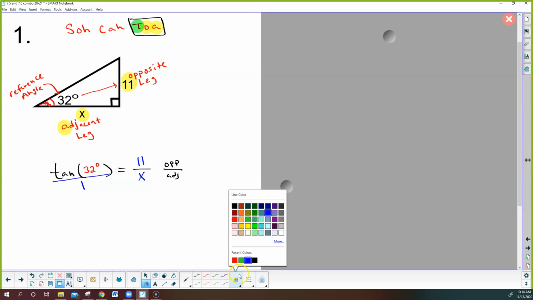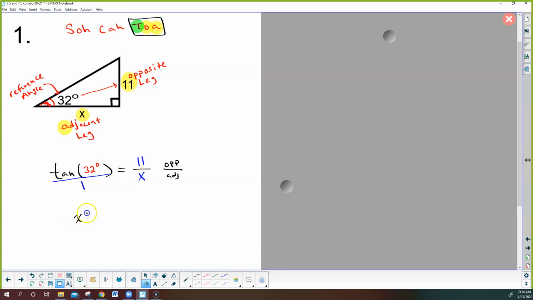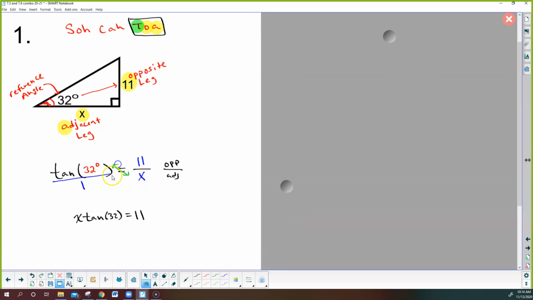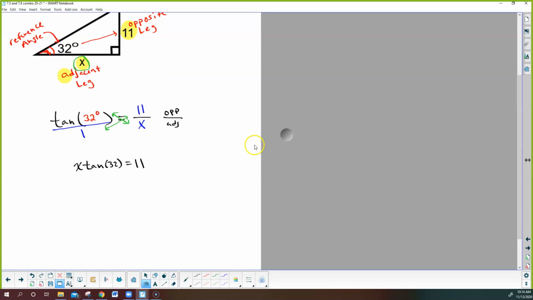And do not grab your calculator yet. We are going to use your calculator, but I've got to show you something first. So if I cross multiply, I get x times the tangent of 32 degrees is equal to 1 times 11. So we're just cross multiplying there. Some people like to draw the arrows. And again, what is my goal? My goal is to find the side length x. Well, if I have x times the tangent of 32 equals 11, now we're going to get x by itself.